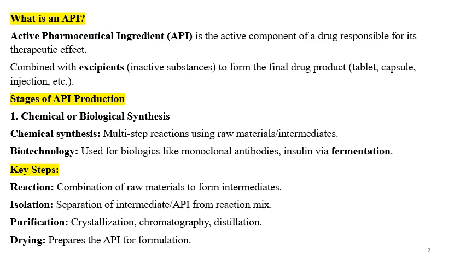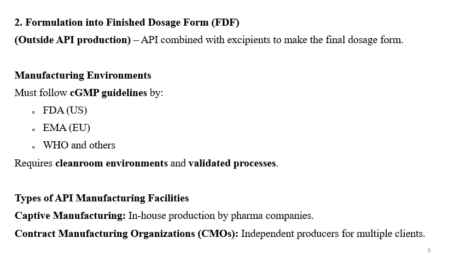Isolation is separation of the intermediates or API from the reaction mixture. It is followed by purification: crystallization, chromatography, distillation. These are the operations for purification activities. Drying is involved to prepare the API. Formulation into the finished formulation, or you can say FDF, finished dosage form, is outside the API plant. API is combined with excipients to make the final formulation.